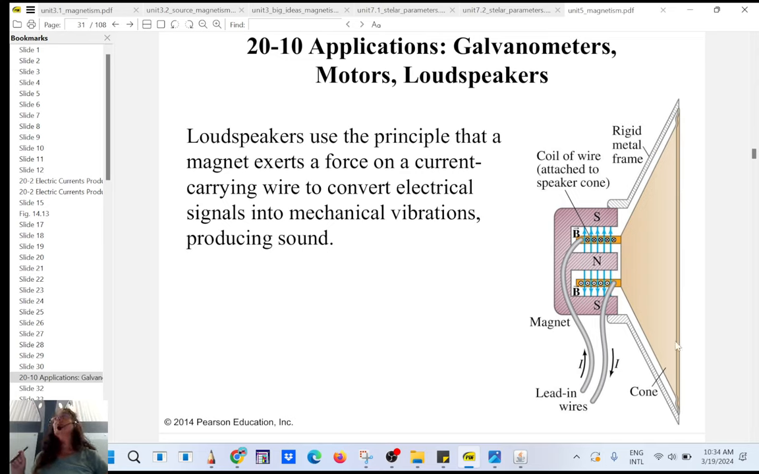And here you have a cone. The cone is very soft. So it's going to be pushed and pulled at the same frequency. So it's going to make a sound wave, okay? It's going to push and pull the air molecules. That will get to your ear. Your eardrum is going to be pushed and pulled, and that's how you can hear a sound.